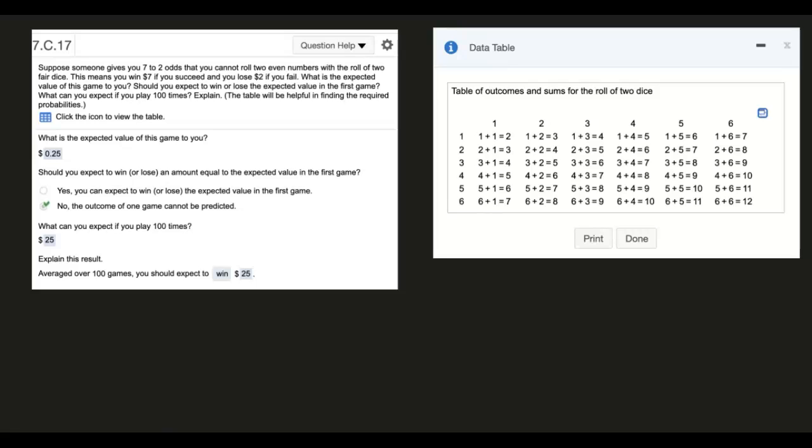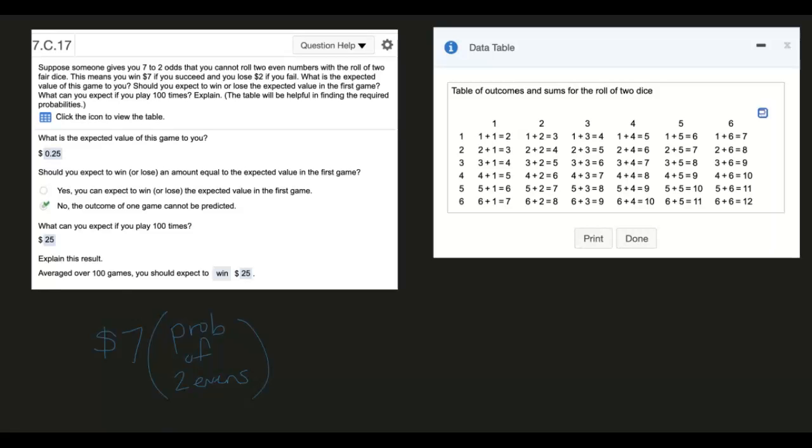To do that, we want to use the amount that we would earn, that would be $7, times the probability that we would get that success, in other words, that we roll 2 even numbers. For right this second, I'm just going to put probability of 2 evens. We'll determine that in a second. And that's a gained amount.